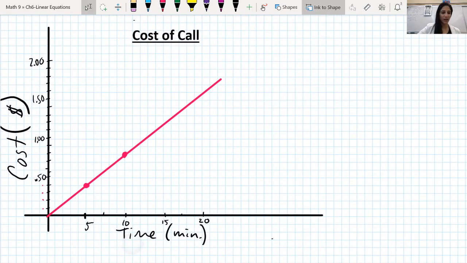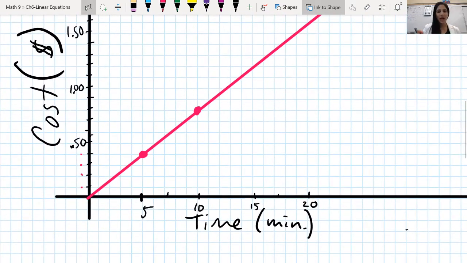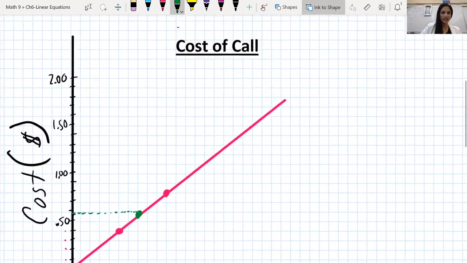So on my graph, I want to look, and I'm going to zoom in again, I want to look for the 7-minute mark. So 5, 6, 7, I'm dealing with this x value here, and I want to go up on my line to whereabouts that would be. So when I look at the 7-minute mark, it looks like it's at about, right there. So if I look over to the left, that's at about 60 cents.